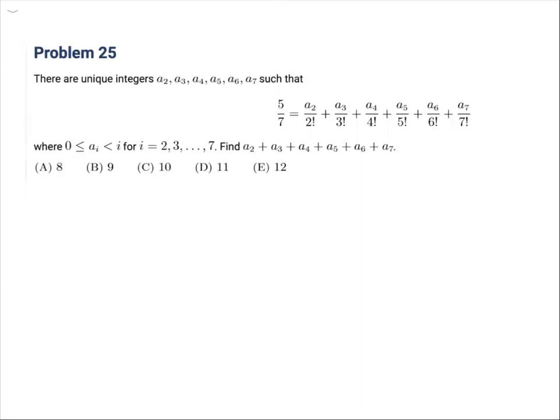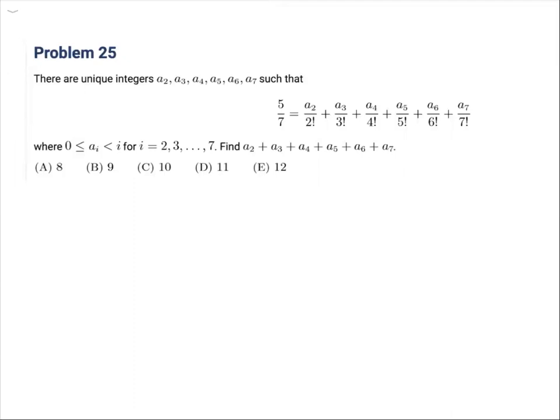It's a nice number theory problem from the 1999 AHSME. We have unique integers a2 all the way to a7 such that the following equality holds, where ai must be greater than or equal to 0 but strictly less than i, for i equals 2 all the way to 7. You want to find the sum of these 6 numbers.